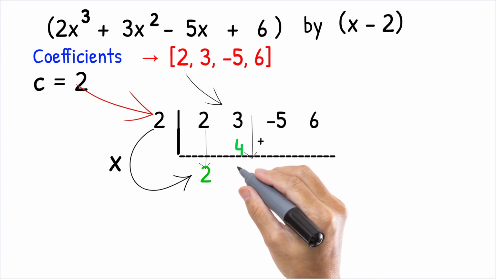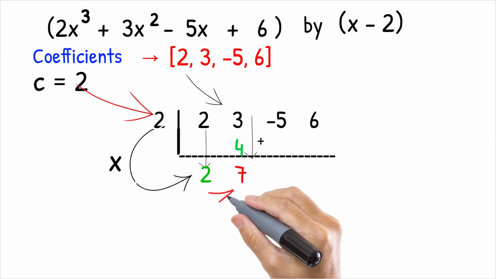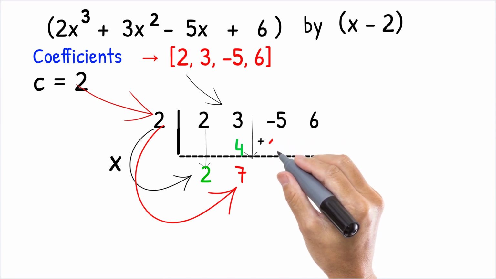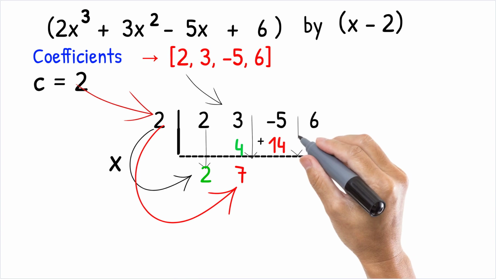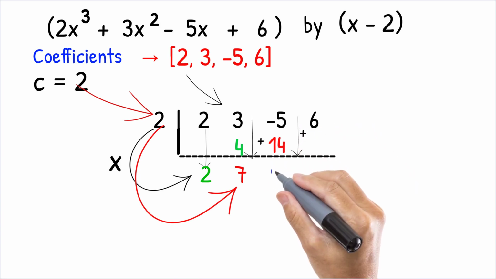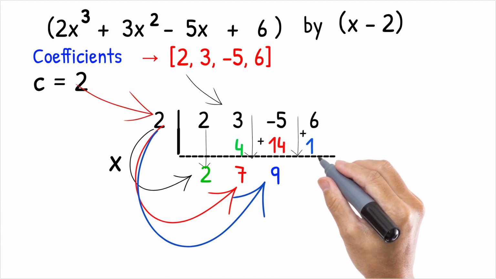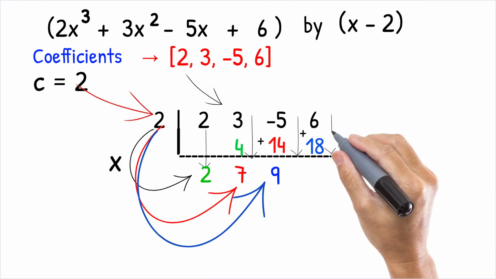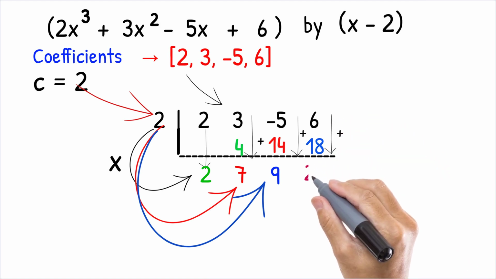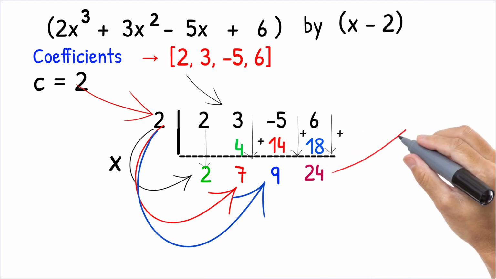Add the column: 3 plus 4 equals 7. Multiply 2 by 7 and write the result 14 under the next coefficient. Add the column: minus 5 plus 14 equals 9. Multiply 2 by 9 and write the result 18 under the next coefficient. Add the column: 6 plus 18 equals 24. This is the remainder.